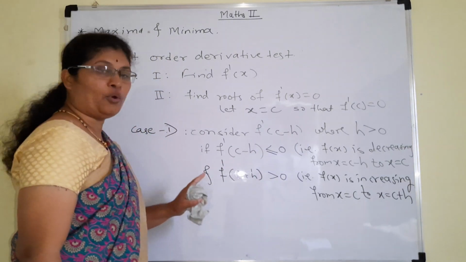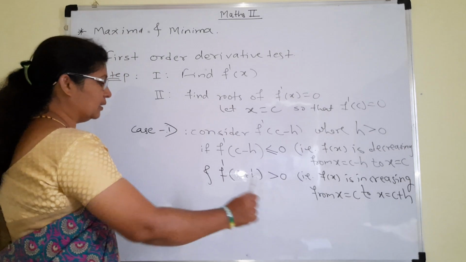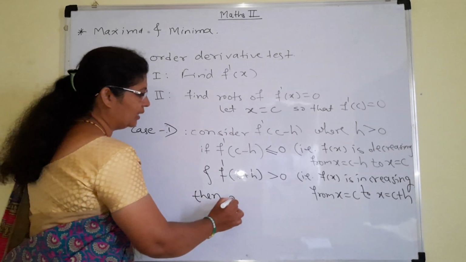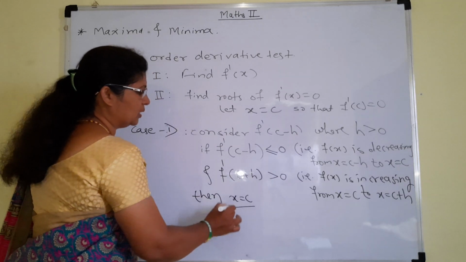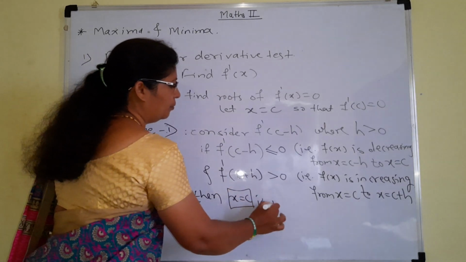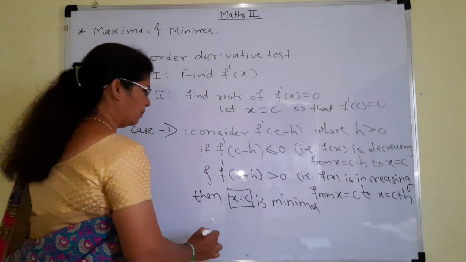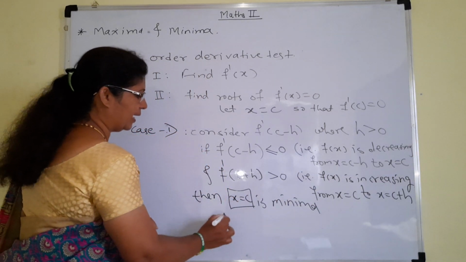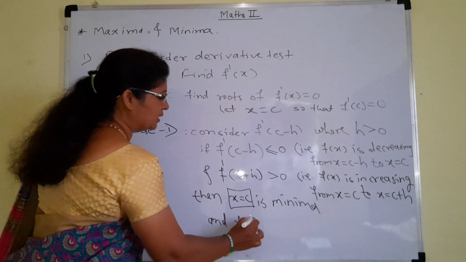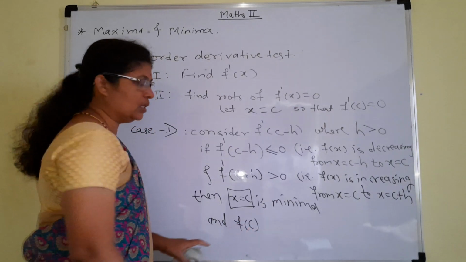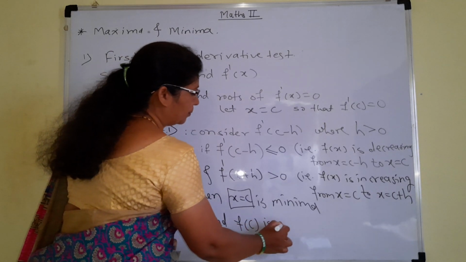So that point x equal to c is nothing but, remember, very important, x equal to c is minima, and f of c, the value of the function at x equal to c, is the minimum.